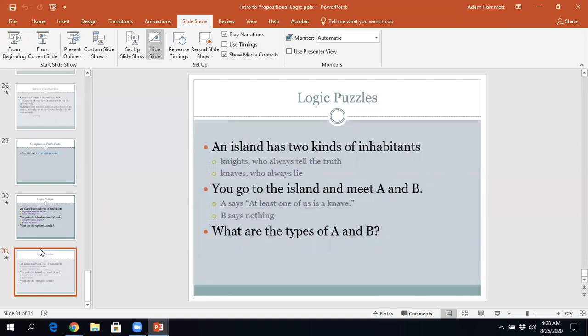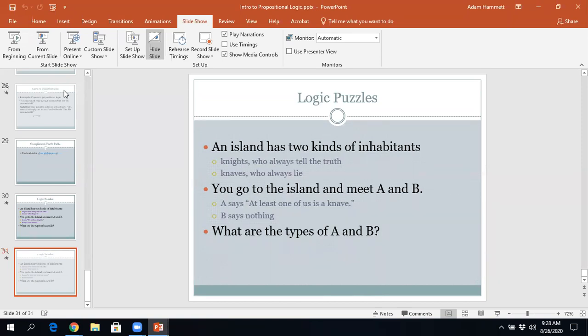Go on to the course webpage. That's a little exercise for you to think through. It's another little logic puzzle. Interestingly, in this case, A says, okay, at least one of us is a knave, and B says jack squat. So what's going on there?